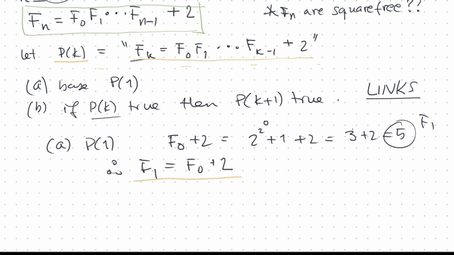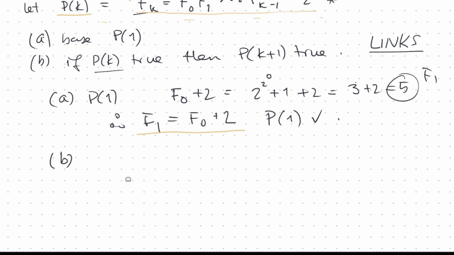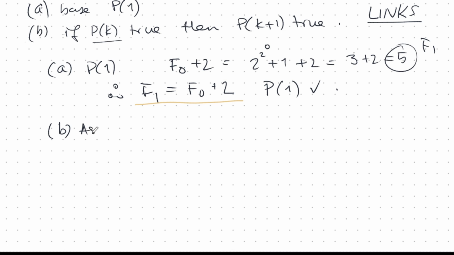But this is, in fact, if you look at this statement here, this is actually P1. And so P1 is true. So I've done the base case. Now, B, let's assume Pk. So we assume that statement is true. So I have the following as a truth. So I know this is true by hypothesis.